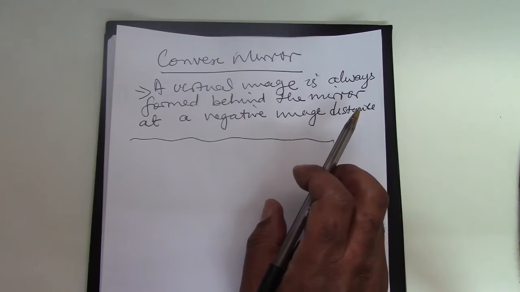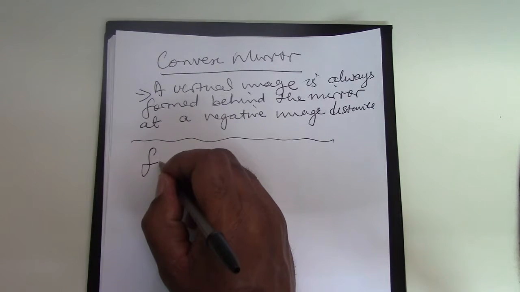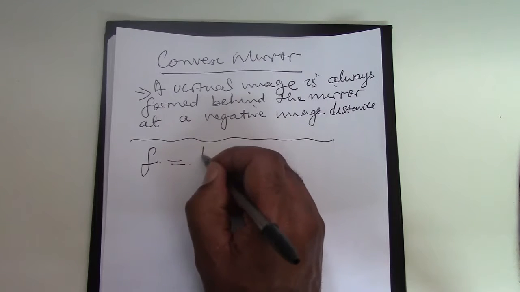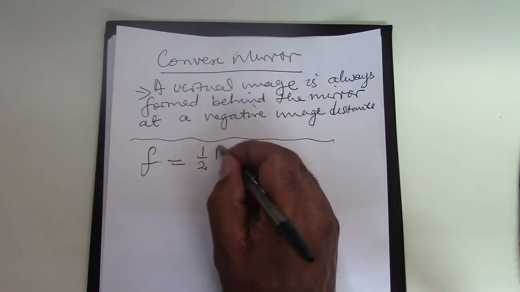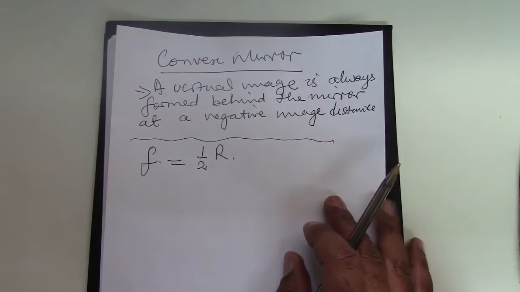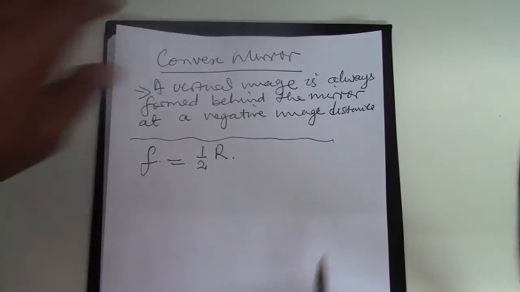And when it comes to f, the focal length of a mirror, it is always half the radius. Right. This is what we need to know about the convex mirror. We will discuss more of this in class when we are looking at problems regarding the convex mirror and the concave mirror. Okay, now the last part we are interested in is to quickly look at the mirror equation itself.